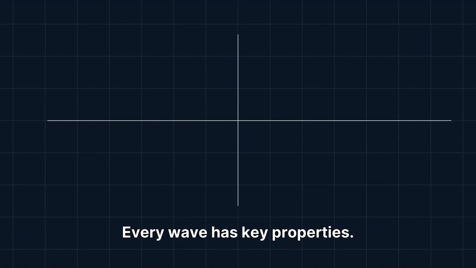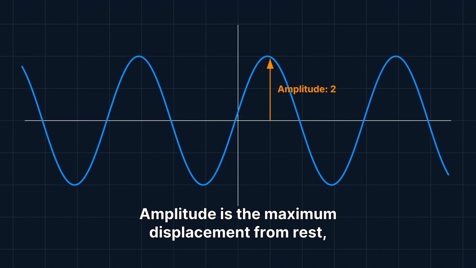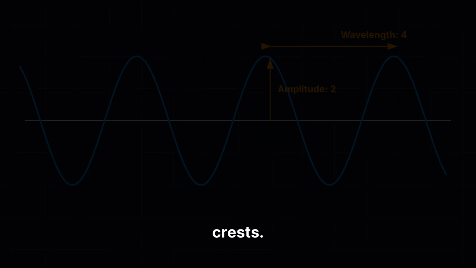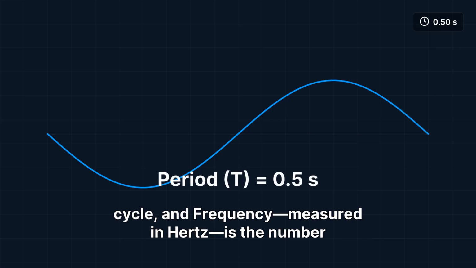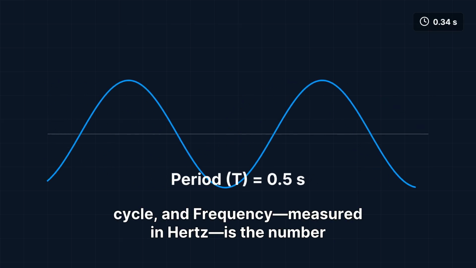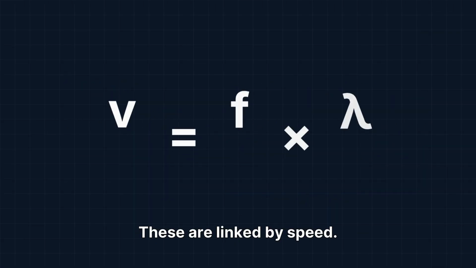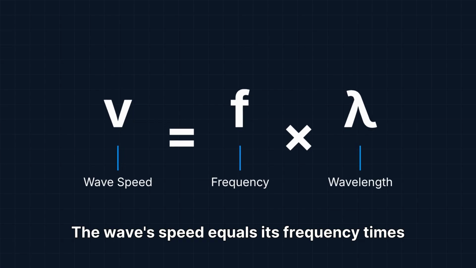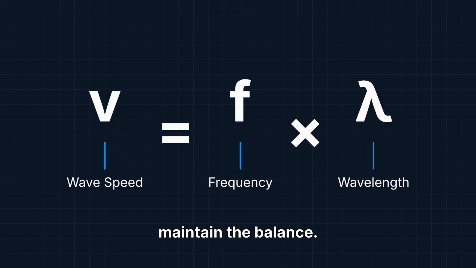Every wave has key properties. Amplitude is the maximum displacement from rest, while wavelength is the distance between consecutive crests. Period is the time for one complete cycle, and frequency, measured in hertz, is the number of cycles that pass a point per second. These are linked by speed. The wave's speed equals its frequency times its wavelength. Change one and the others adjust to maintain the balance.